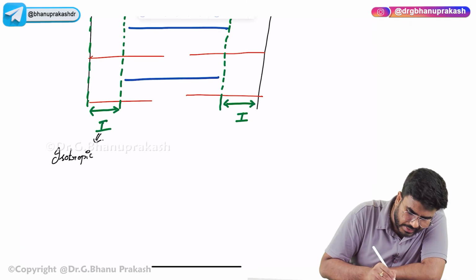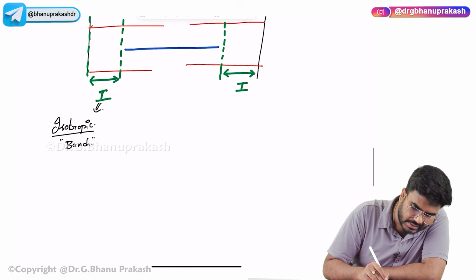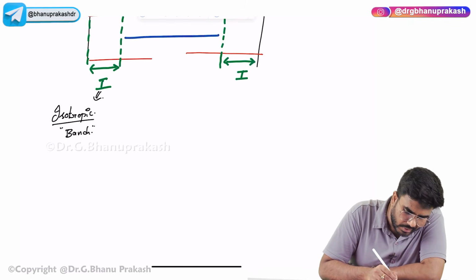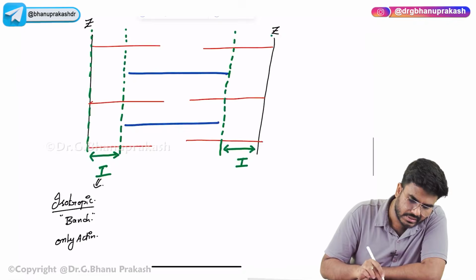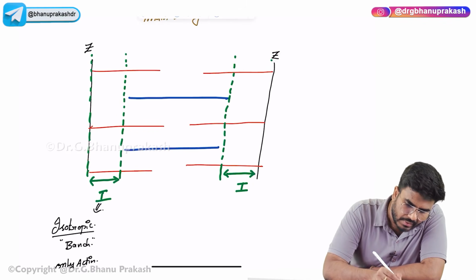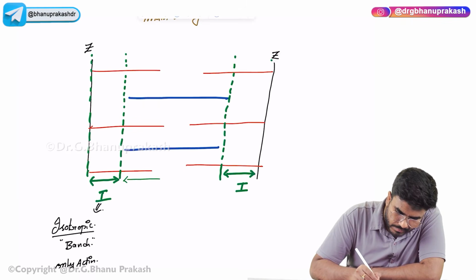Isotropic band. Okay, isotropic band. In the isotropic band, which filaments are present? Only actin. Okay, only actin filaments are present. So there is this area, from here till here.